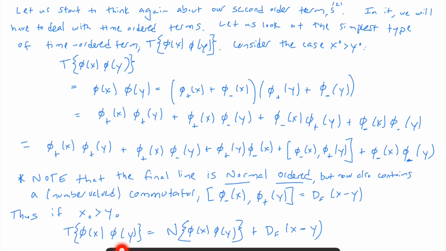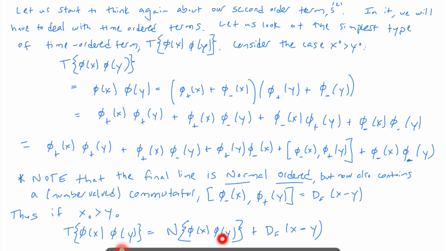So what we've learned, at least in this scenario, when x naught is greater than y naught, is that the time ordering of these two operators, phi x and phi y, can actually be changed to the normal ordering of these two operators, plus this part of the scalar Feynman propagator, which here we just call DF(x minus y), because this is just the case x naught is greater than y naught.